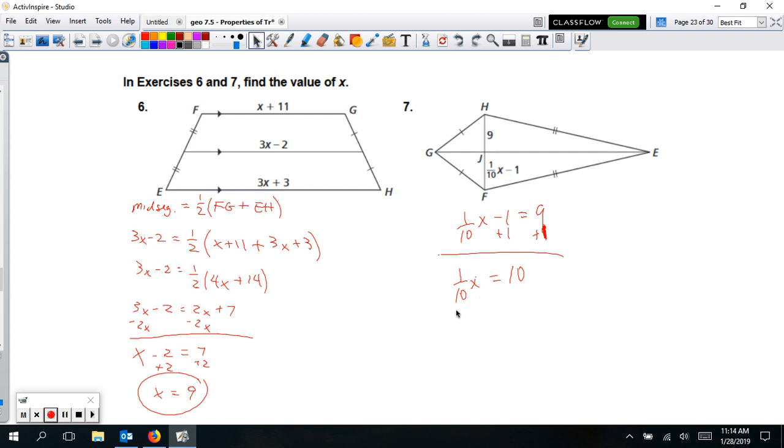And then to get rid of the fraction, we want to multiply both sides by 10. And so when we do that, that gets rid of the fraction here. It leaves us just with x, and x is 10 times 10, which would be 100. So your x for this one on number 7 is 100.